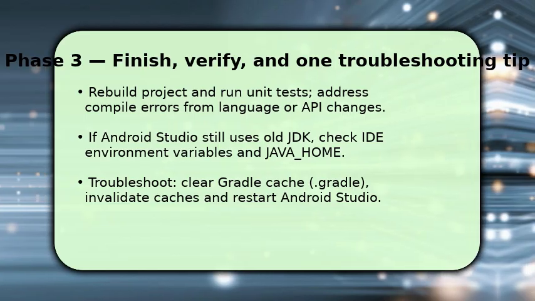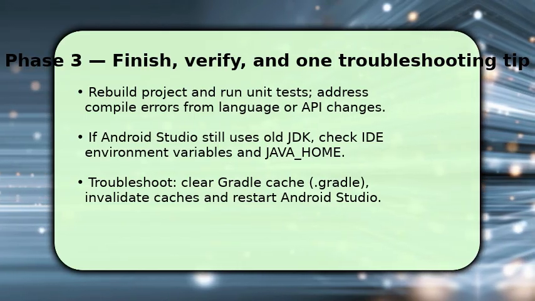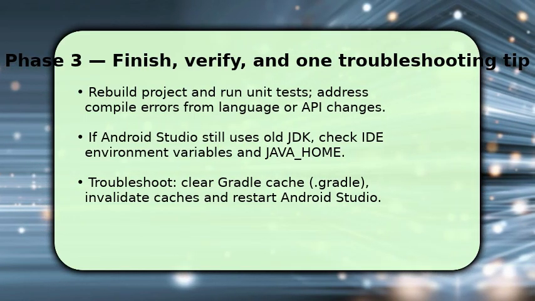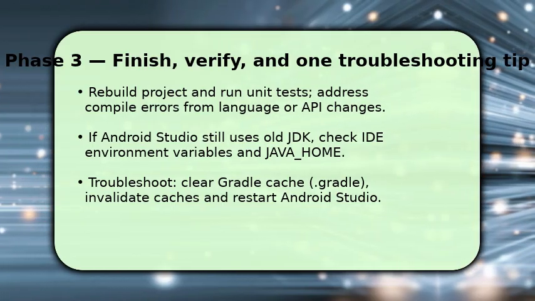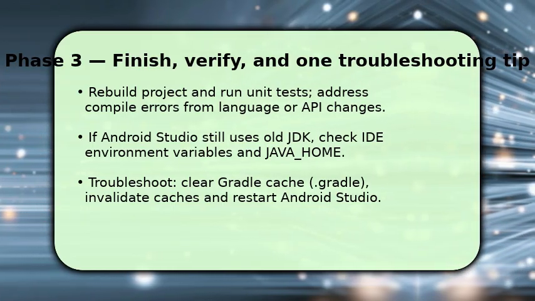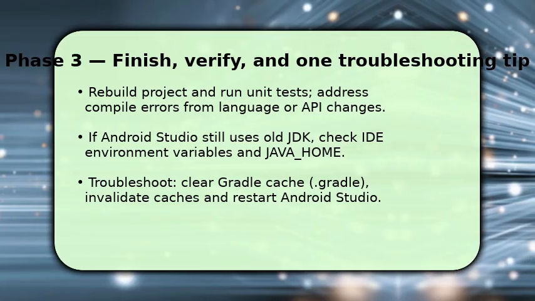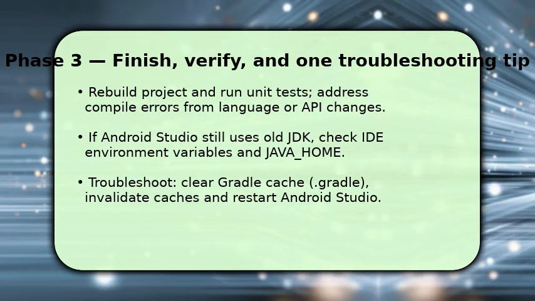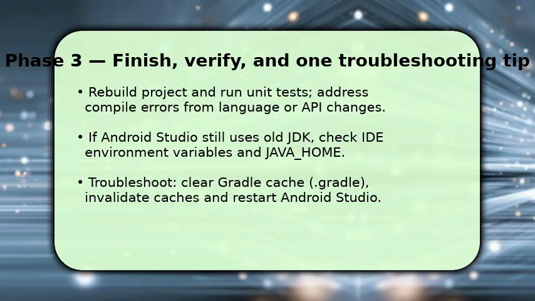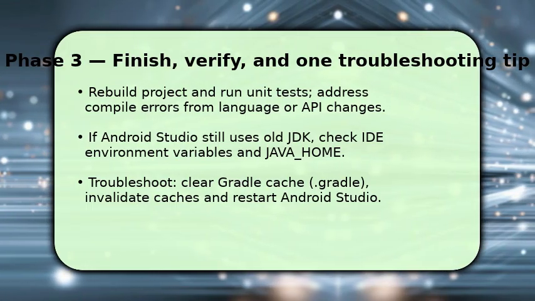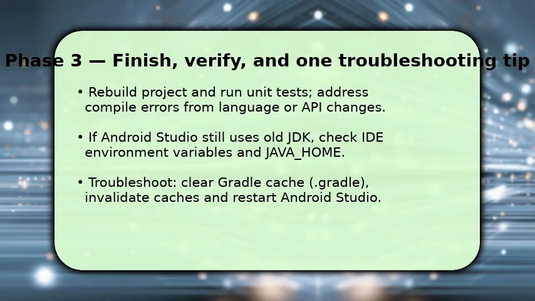If Android Studio still reports the old JDK, verify environment variables and JAVA_HOME outside the IDE, and confirm the IDE JDK setting was saved. As a key troubleshooting tip, clear the Gradle cache. Then invalidate caches and restart Android Studio. That solves most lingering issues.